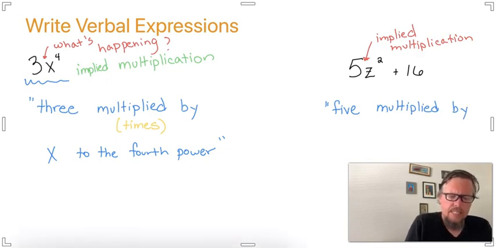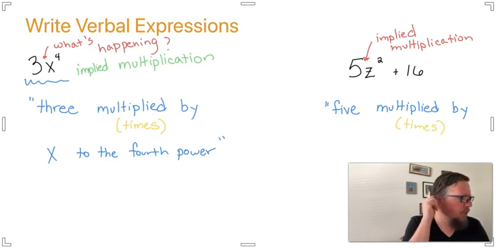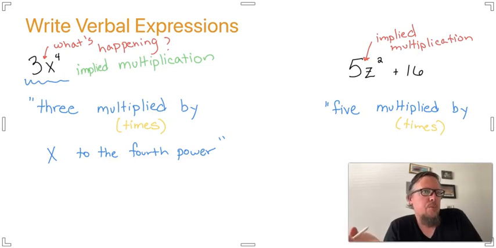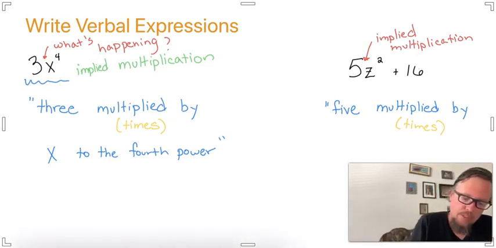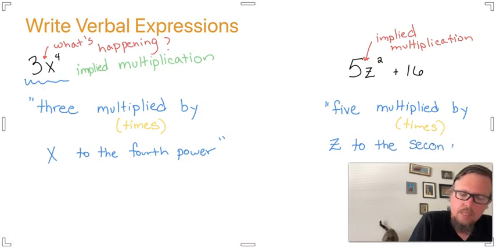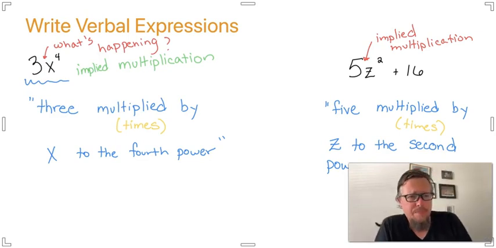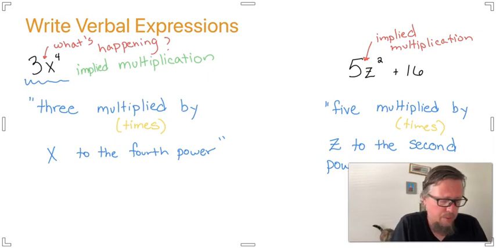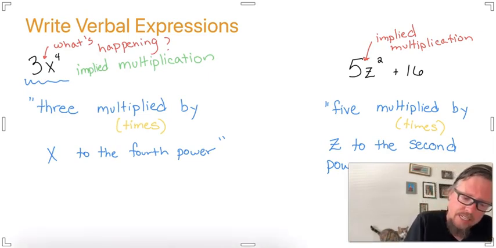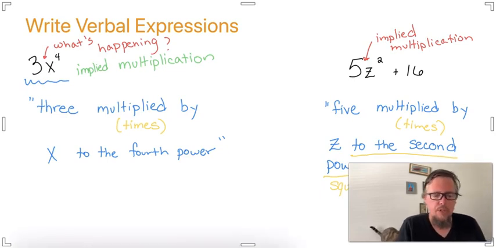And then we've got a z, and that z has an exponent. And when you have an exponent of 2, there are actually 2 different ways we can say that. One of the ways we can say it is 5 multiplied by z to the 2nd power. But you may have also heard, when we have an exponent of 2, using the word squared. We could say z instead of to the 2nd power, we could say squared, z squared. Both of those are correct.